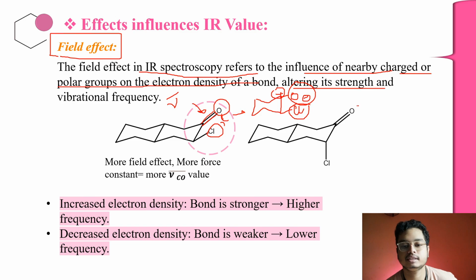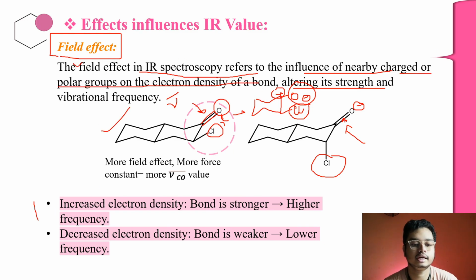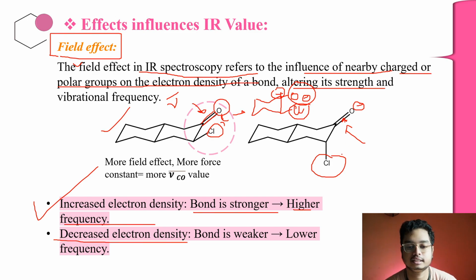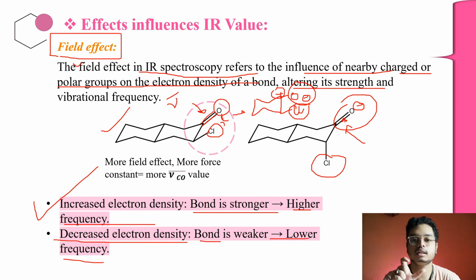However, if this is present in the O negative form, then there is no group to repulse that particular electron density, because the chlorine here is in the axial bond, that means far away. That means no field effect is observed here, and the nu CO is much lesser. So increased electron density means the bond is stronger, that means the higher frequency. And if there is a decreased electron density, such as here, the carbonyl bond is weaker, so it will tend toward the lower frequency.